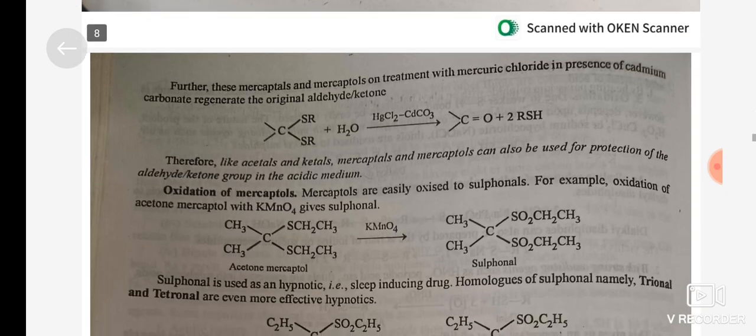Further, these mercaptals and mercaptols on treatment with mercuric chloride in the presence of cadmium carbonate regenerate the original aldehyde and ketone. Therefore, like acetals and ketals, mercaptals and mercaptols can also be used for protection of the aldehyde and ketone group in the acidic medium. Oxidation of mercaptol.